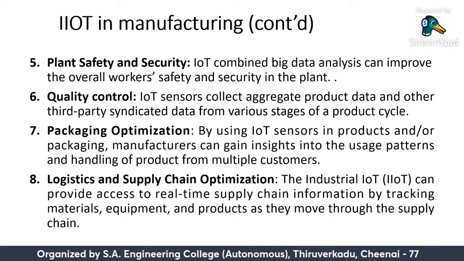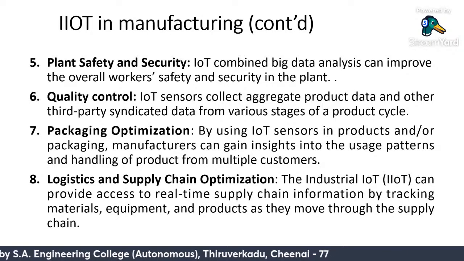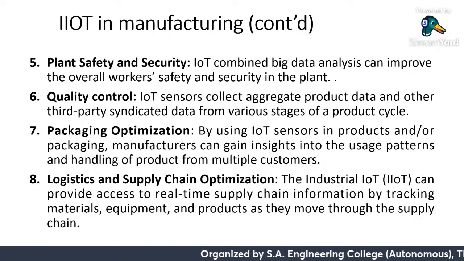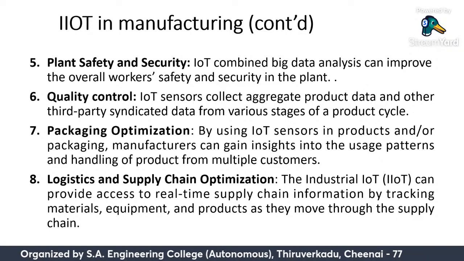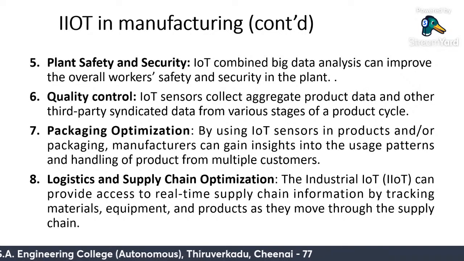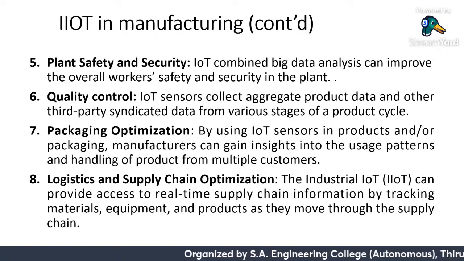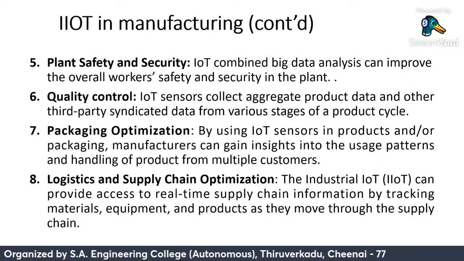And plant safety and security plays an important role, as many industries may get fire accidents, electrical short circuits, etc. So we can use IoT to monitor those things. In case of a fire accident, smoke sensors and fire sensors are used to detect the fire, and water sprinklers are used. Many kinds of sensors are also used to ensure the safety and security of the plant, such as motion sensors, cameras, etc.